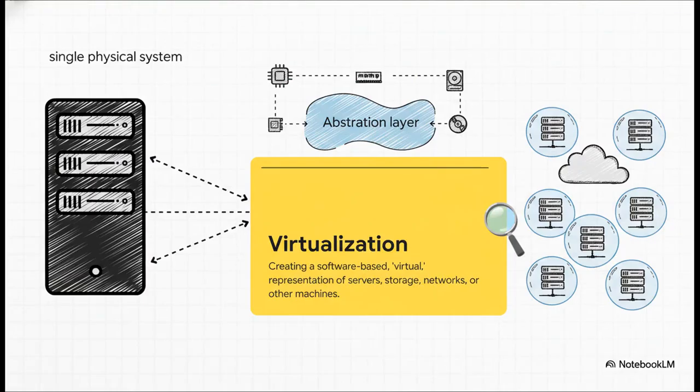So let's define this thing. At its very core, virtualization is the process of using software to create a virtual version of something physical. It's software that cleverly takes one physical computer's resources, its processor, its memory, its storage, and divides them up into multiple totally separate virtual computers. Basically, it lets one powerful machine do the job of many.